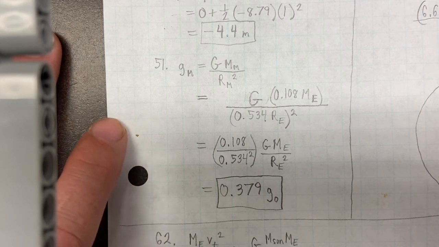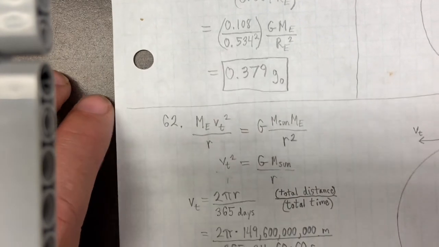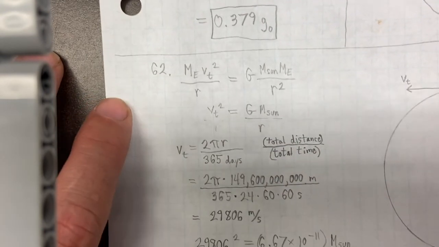Number 62. Using the data for the Earth's orbit, compute the mass of the Sun. Now, I did give you the data that's required for this problem, and that is that Earth's distance from the Sun is 149,600,000 kilometers. So that's enough information for us to figure things out. And here's how.